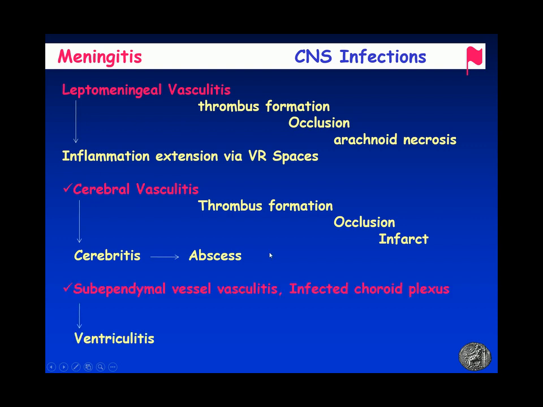And if the infection spreads into the subependymal vessels, so we can have vasculitis there and choroid plexus infection, this leads to ventriculitis. So everything starts from the vessels, from the meningeal vessels, and then spreads deep inside the parenchyma, deep inside the ventricles, and you may have a bunch of complications.